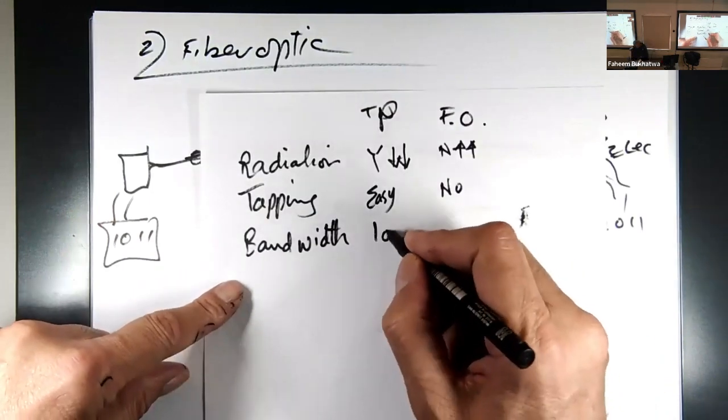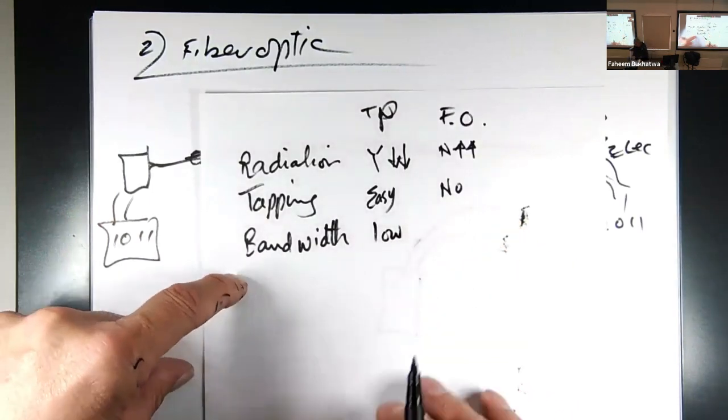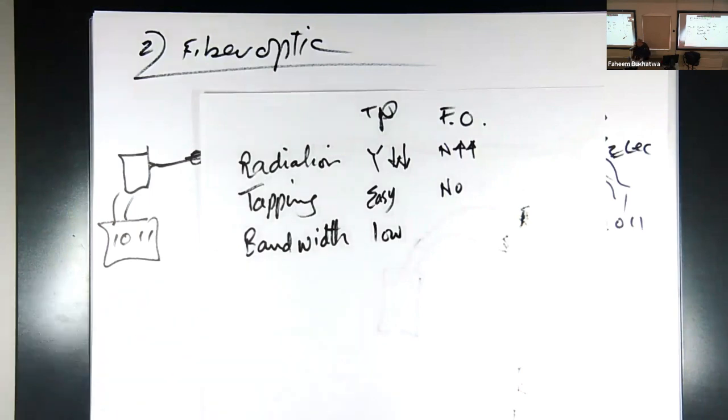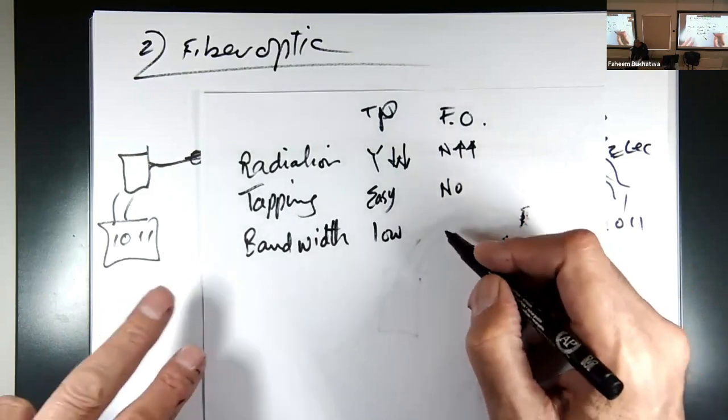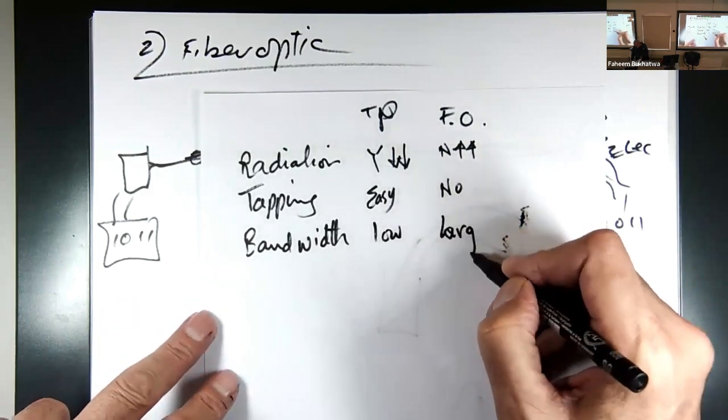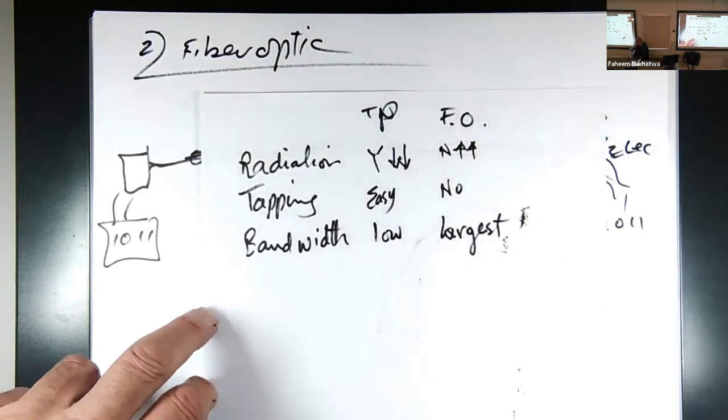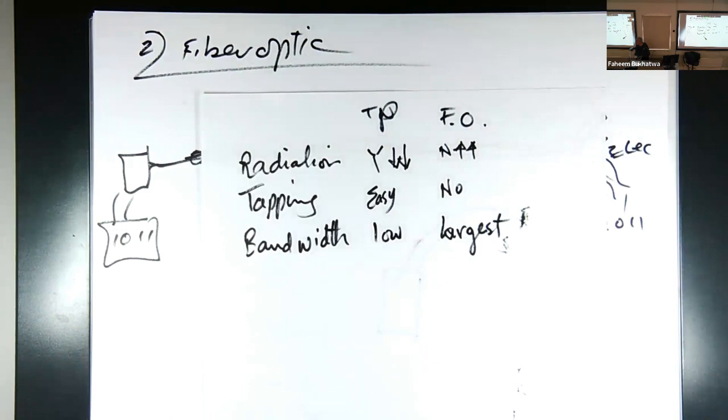This is very low, the bandwidth is very low. That means you can send a very limited amount of data. On fiber optic cable, it's so large. It's the largest of any media that we know of. And the technology is still growing. They haven't reached the limits as such of how much fiber optic cable can transfer.